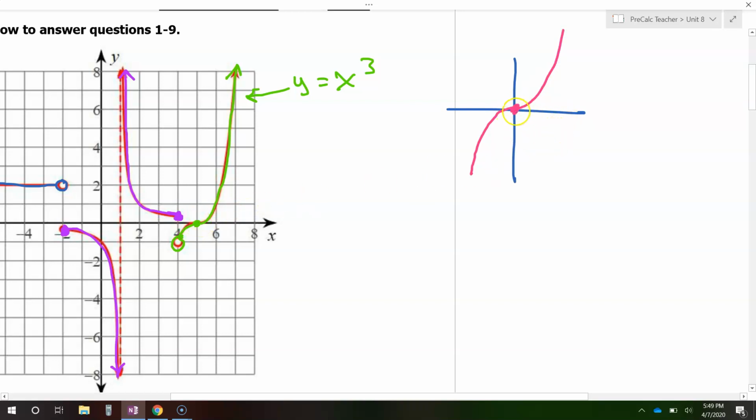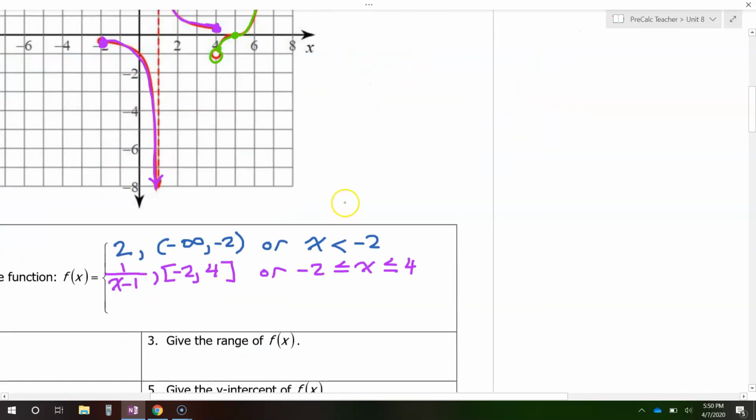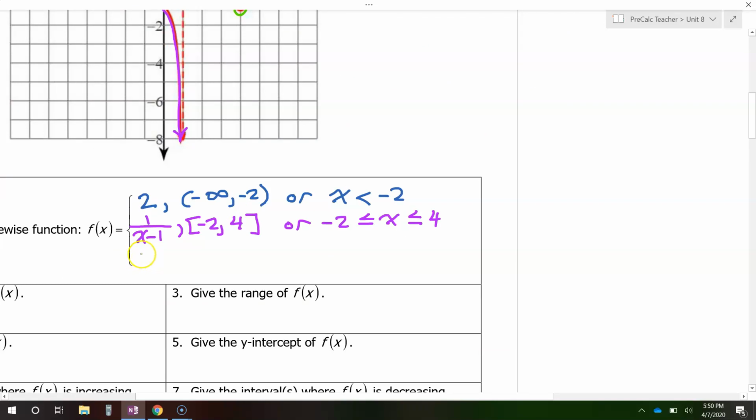Now, normally the point of inflection is at the origin, 0, 0. But in this case, the point of inflection is 5 units to the right. That's why instead of simply having x to the third power, I need to shift this 5 units to the right, and that will be achieved by putting x minus 5 inside. That's actually 5 units to the right. So that's why the third piece of the piecewise function is going to be x minus 5 cubed.